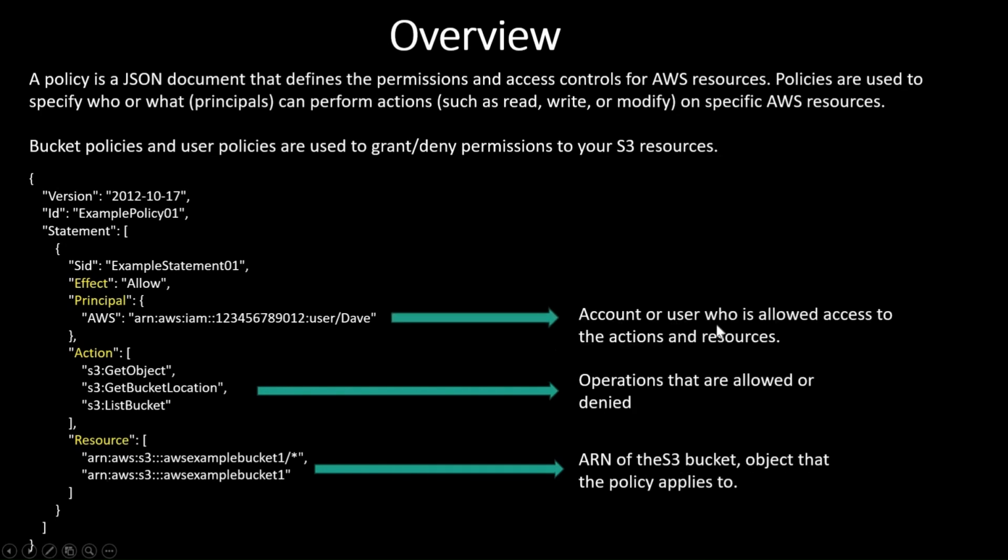And principal is the account or user who is allowed access to the actions and resources. Whether access is allowed or denied will depend on the effect. Effect could be allow or deny. So in this example, the principal Dave, in this account 123, is allowed these actions: get object, get bucket location, and list bucket for this resource, which is our S3 bucket. So this is how a policy looks like.